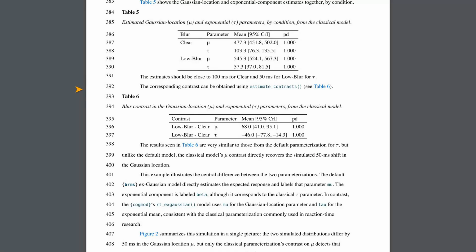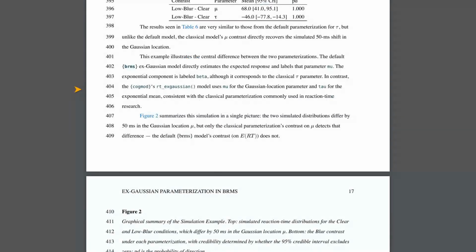This published study looked at how different cues affected people's reaction times in a memory task. In the original study, the researchers used the default brms model and concluded that certain cues changed the mu parameter, which they thought meant they were speeding up the normal cognitive processes. However, when the current authors reanalyzed the data using the classical parameterization, they found something different. They discovered that what the original study interpreted as a change in the normal speed, mu, was actually a mix of changes in both the normal speed and the slow tail.